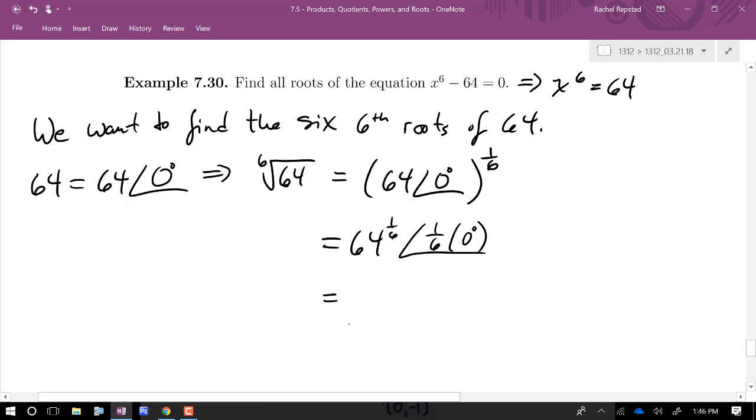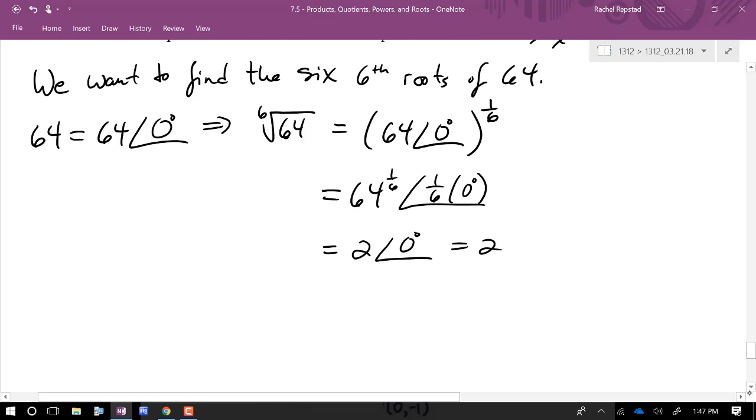64 to the 1/6 power is 2. So 2 at an angle of 0 degrees. That's the principal root. It's also just equal to 2, right? And that's a positive real number. That is the solution we would find normally, if we were just looking for the 6th root of 64, like on our calculator. And we would probably stop at that point. And maybe we'd look for one more and say, well, there's probably a negative one as well because it's an even root. But we know that there are going to be 5 more, so we need to find them.